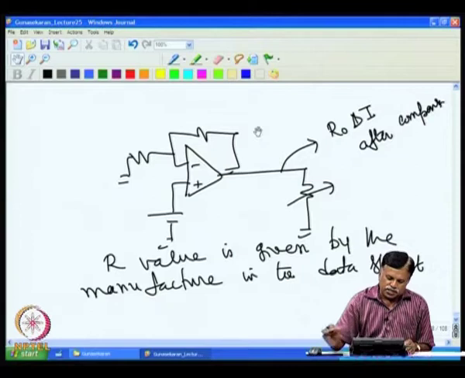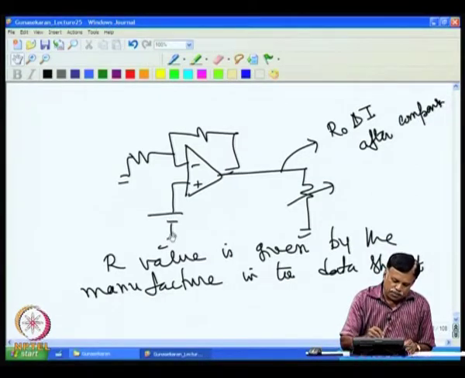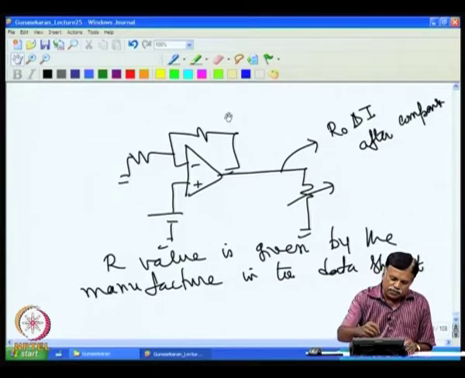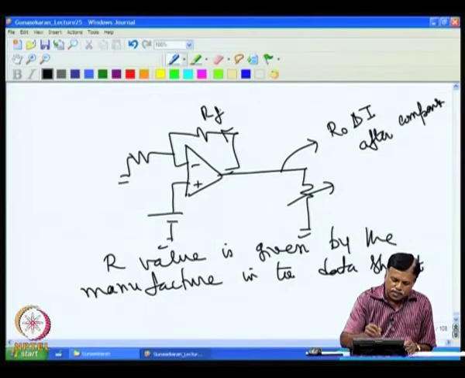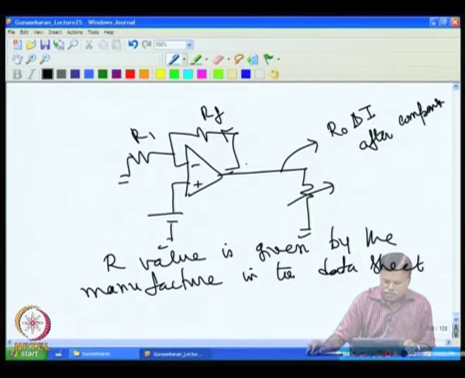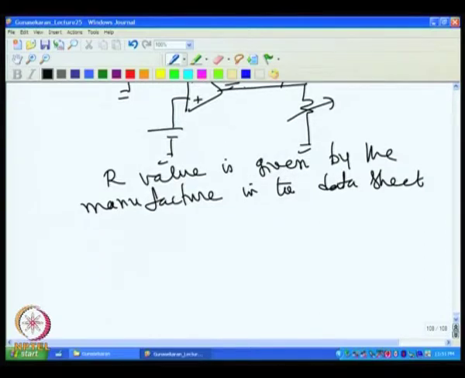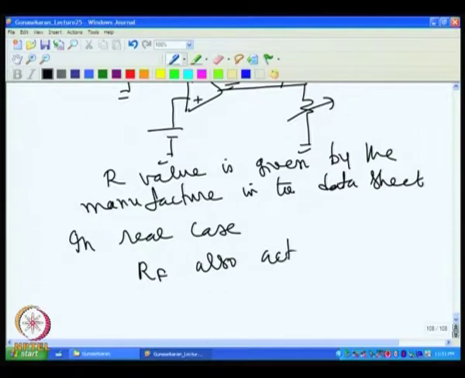The other errors that we have discussed are the bias current error, the input resistance error, the gain drift error, all to be considered in this case. Now, one more aspect is that the current flowing through the feedback resistance also comes from the output. So this is also a load for the output. We had originally started by assuming RF is large, but in a real case RF also acts as a load for the op amp.